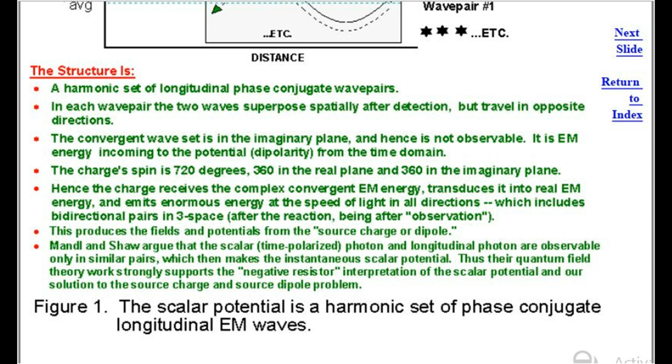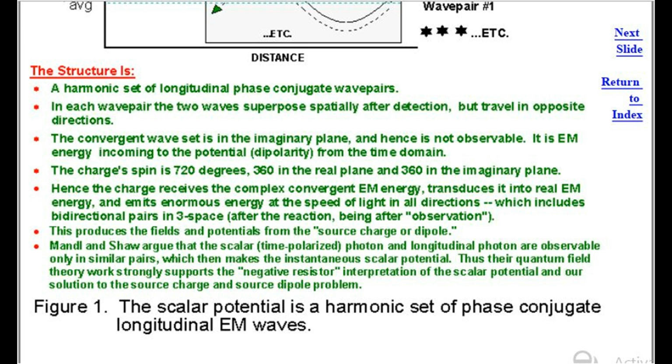Mandel and Shaw argue that the scalar, time-polarized photon and longitudinal photon are observable only in similar pairs, which then makes the instantaneous scalar potential. Thus their quantum field theory work strongly supports the negative resistor interpretation of the scalar potential and our solution to the source charge and source dipole problem.